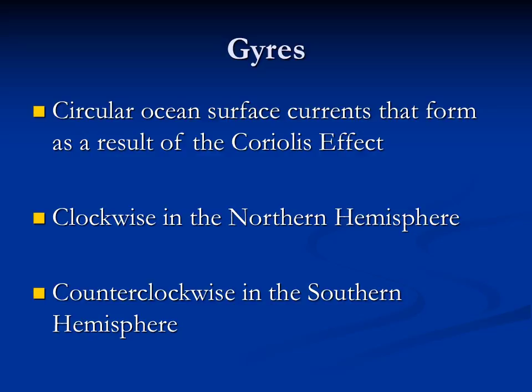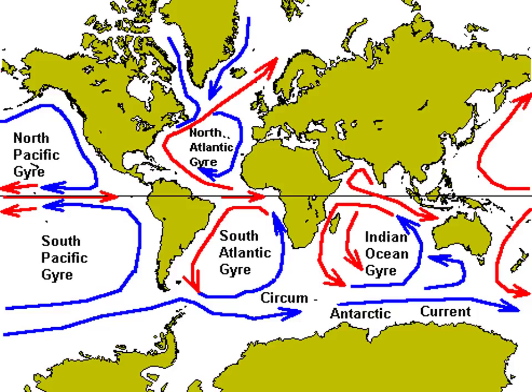So gyres are circular ocean surface currents that form because of the Coriolis effect. So those are those circular things you noticed a couple diagrams back and that are about to come up again. So in the northern hemisphere, they go to the right, and right is clockwise. So you'll see surface currents in the northern hemisphere always spinning to the right, which is clockwise. And in the southern hemisphere, they'll always spin to the left, which is counterclockwise.